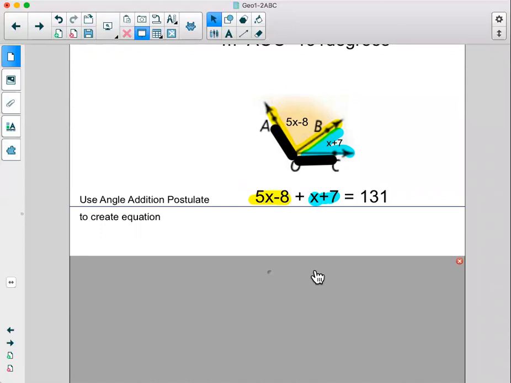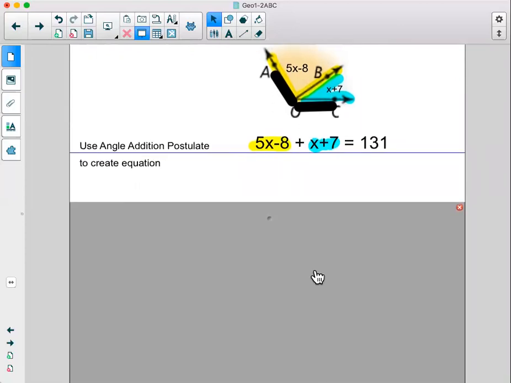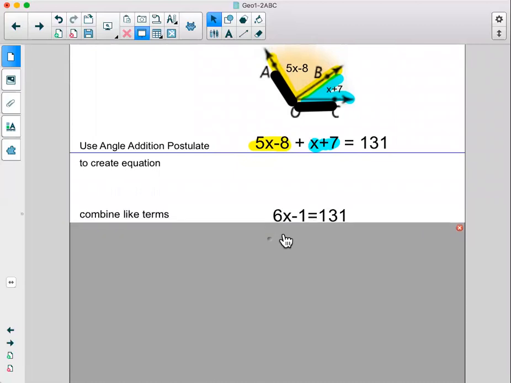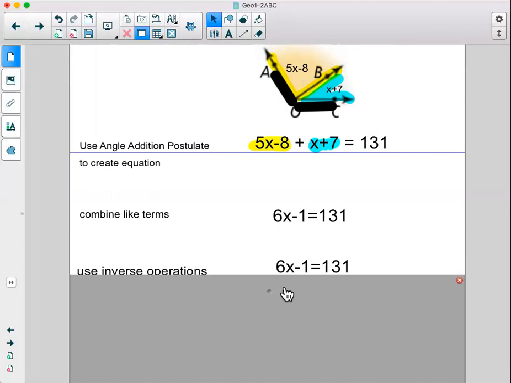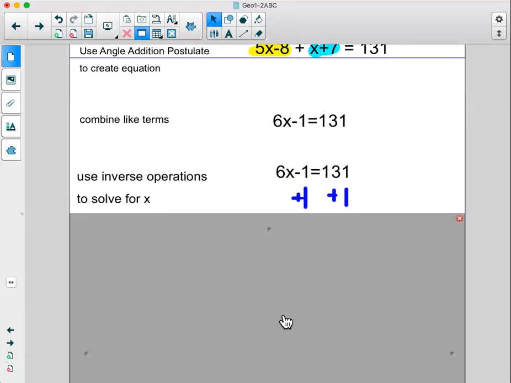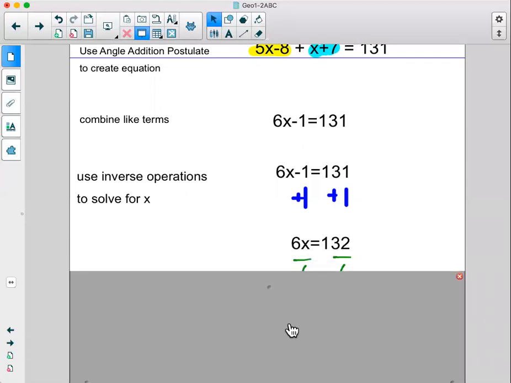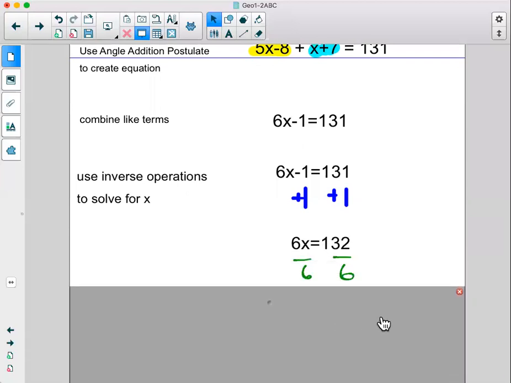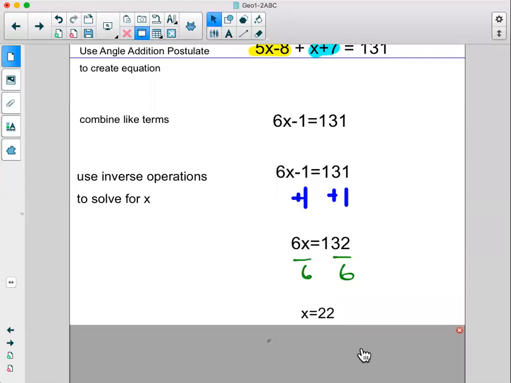We use the angle addition postulate to create our equation, and now we use algebra skills to solve. We combine like terms, and now we use inverse operations to solve for x. Add 1 to both sides and divide both sides by 6 to get our answer.